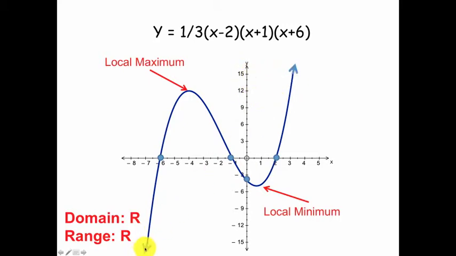And of course, because of the arrows, this means it continues on forever in both directions. So that means the range is going to exist from -infinity all the way to infinity. So therefore we say that the range is real.